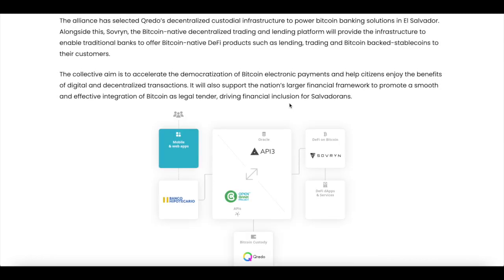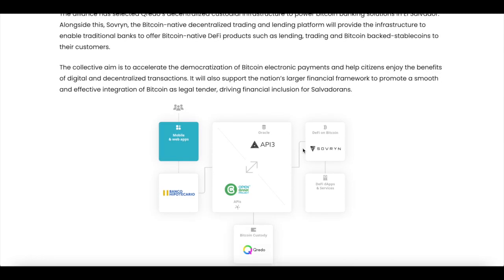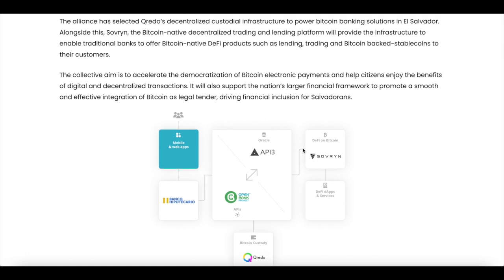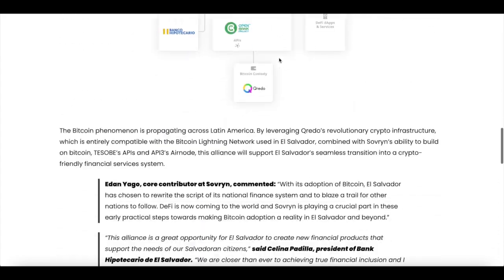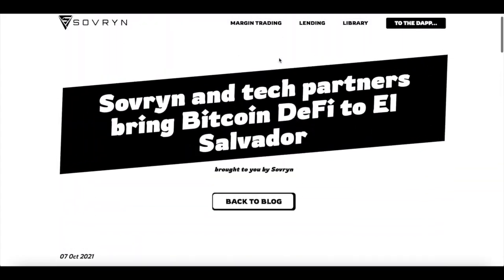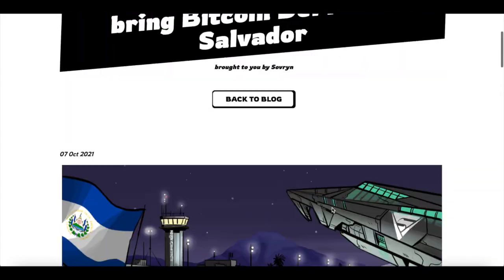Now, once again, this is great news, and obviously this is bringing us closer to understanding how Bitcoin actually arrived in El Salvador. It just didn't happen on its own. There's a lot of information behind this that's really important, so I do recommend that you check out this blog post to understand even more. It's available on the Sovryn website.